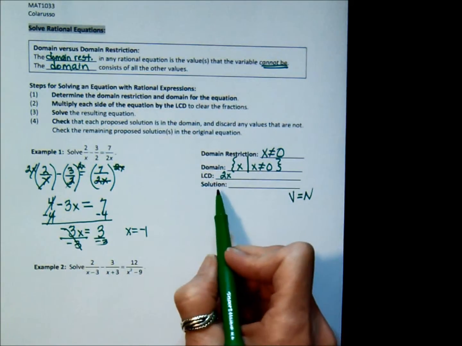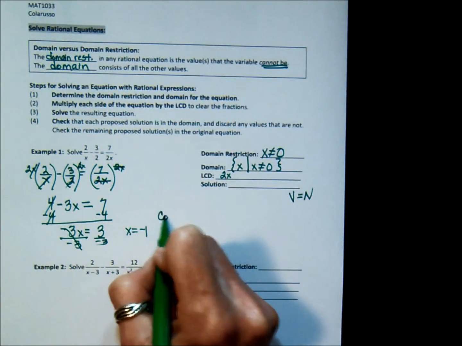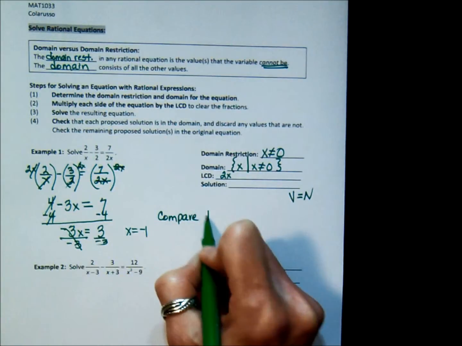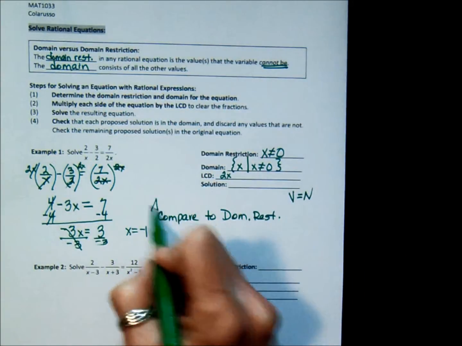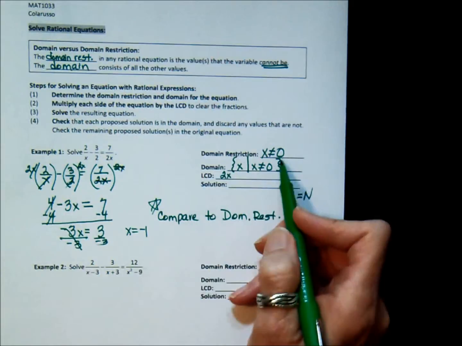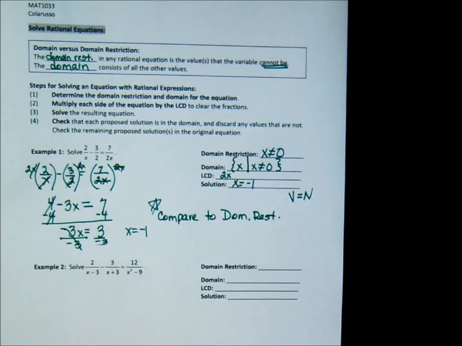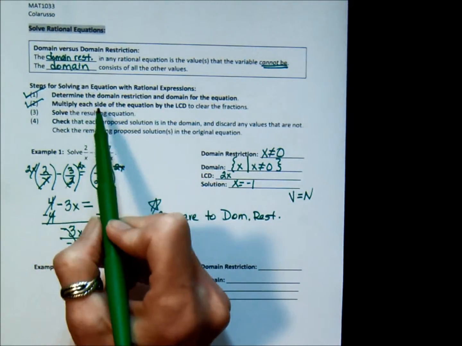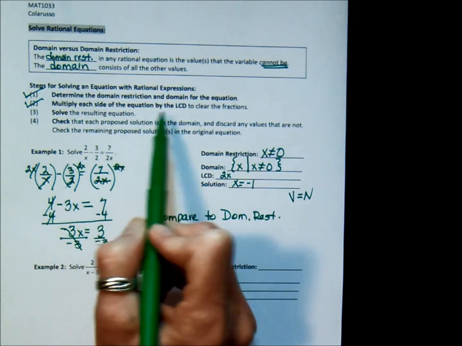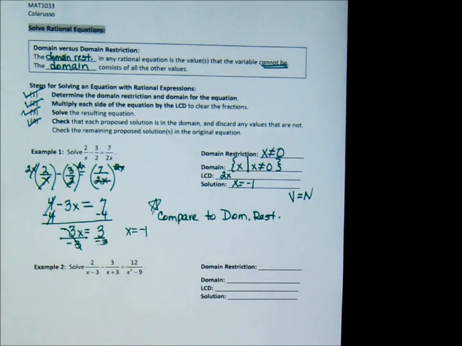Now, before I write it on the line as my solution, I have to compare it. I'm going to compare my solution to my domain restriction. I have to make sure that I didn't get an answer that's disallowed. Well, I didn't get 0, so we're okay. So my solution in this case is x equals negative 1. That is the process: determine the domain restriction, multiply each term of the equation by the LCD, solve the resulting equation, and check it against your domain restriction.